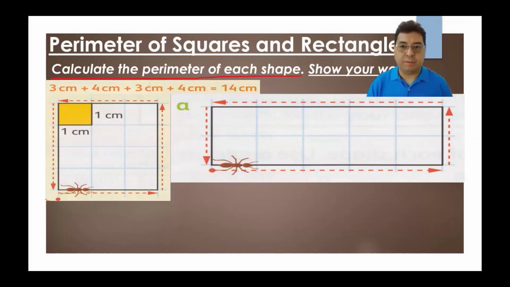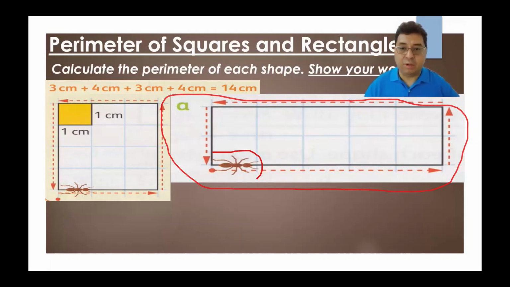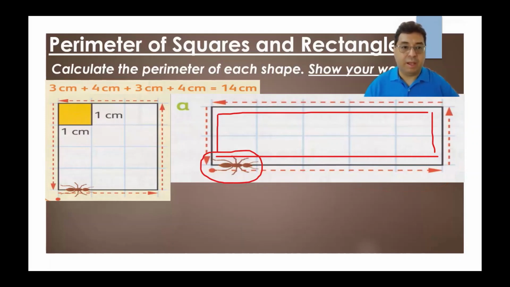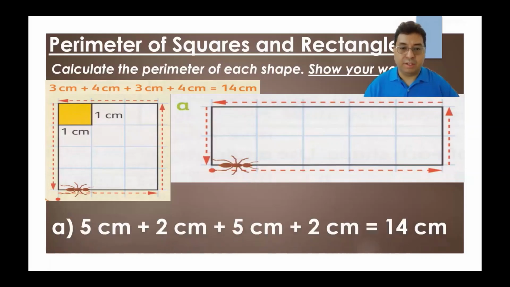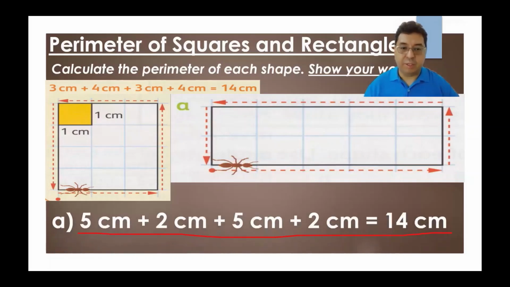So for our first example here, I'm going to show you how to calculate the perimeter of each shape and show your work. As you can see here on the left side, I've got this square where the ant walks around for the perimeter, and this is how we're showing our work. So we're going to do the exact same thing for letter A here. Here's the ant, and he's going to walk around the rectangle to get the perimeter, and this looks like this. So we've got 5 centimeters plus 2 centimeters plus 5 centimeters plus 2 centimeters equals 14 centimeters. So that's just one way that you can get the measurement of a perimeter.